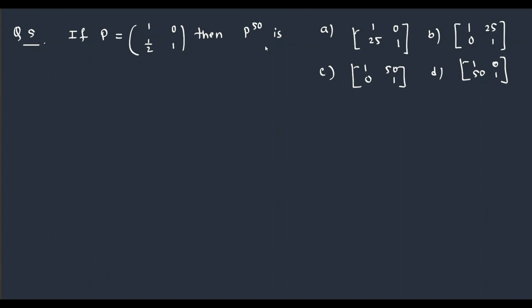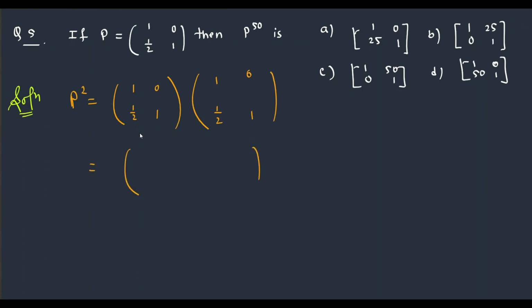Okay, now take 2 minutes time and solve it. 1, 1 by 2, 0 and 1, multiply with the same matrix 1, 1 by 2, 0 and 1. So what we observe is that first row, first column, 1 into 1 is 1, half into 0 is 0. Then 1 into 0, 0, 1 into 1 is 1. Now second row, first column, 1 into half, half, 1 into half, half, so it is half plus half, 2 into half, now 0 into half is 0, 1 into 1 is 1 only.